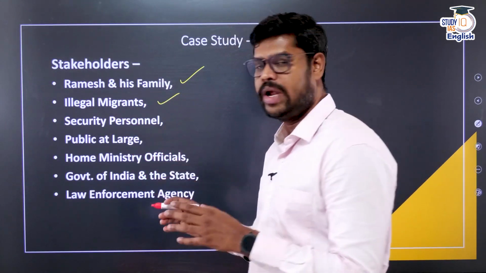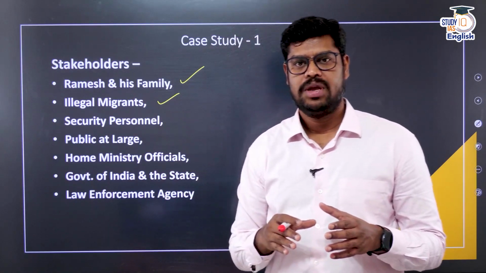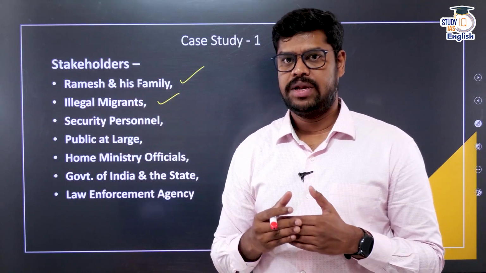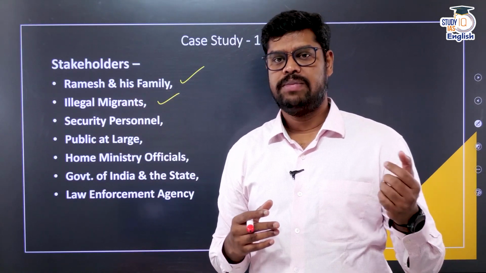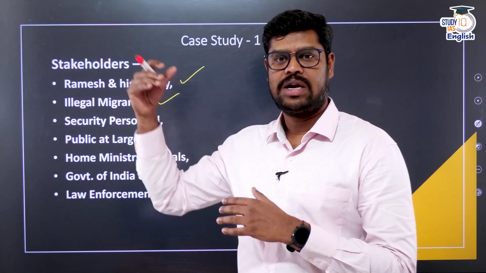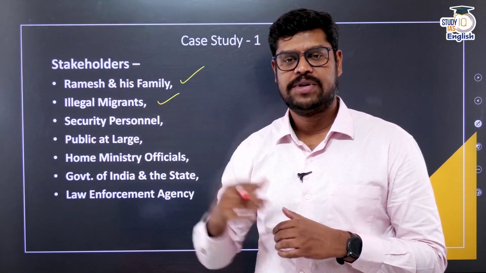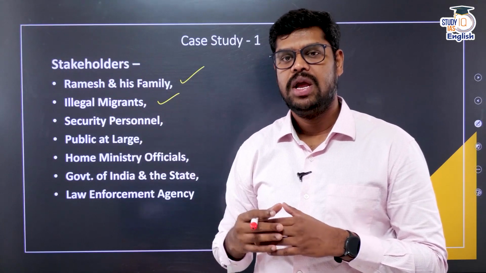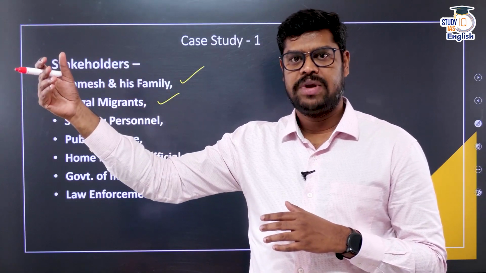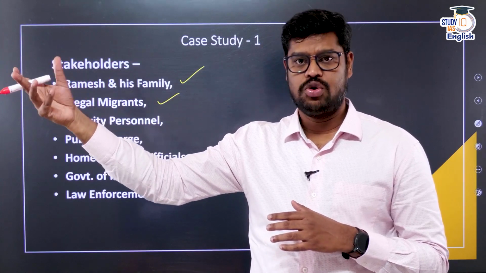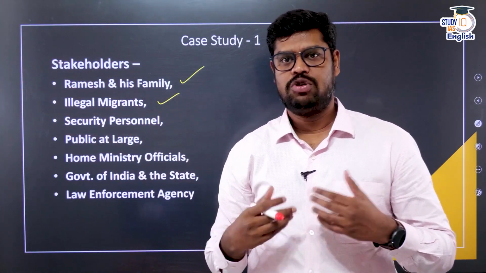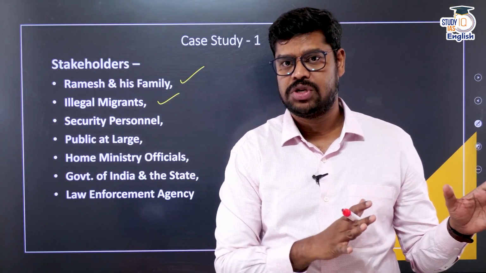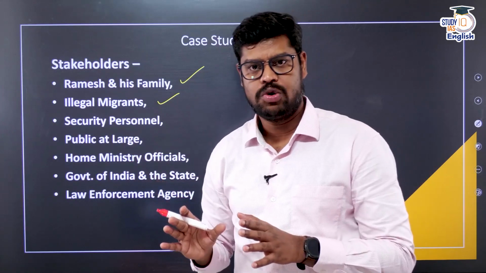Illegal migrants. Any action that may be taken by the state based on the report submitted by Ramesh is definitely going to affect the illegal migrants. And you never know that the illegal migrants are coming into India because they are undergoing persecution in their respective state. Take the example of the Rohingyas, the Muslims in the state of Myanmar, they are persecuted. They have nowhere else to go. So sometimes we have to be empathetic towards these illegal migrants also. But all this information is not given. But definitely they are a stakeholder in this.